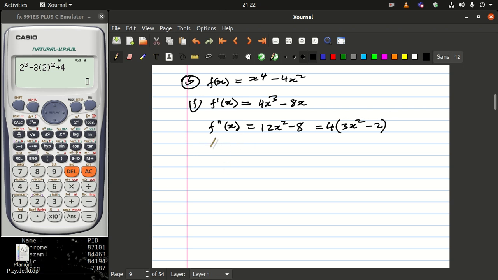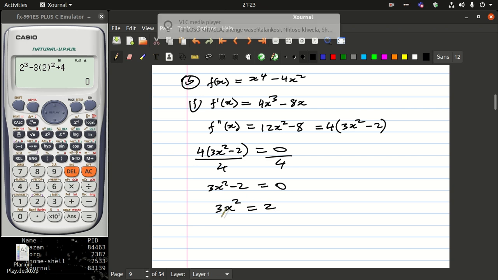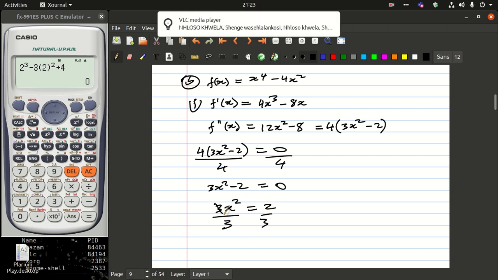The second thing that we wanted to do here, we want to set the second derivative equal to 0. So we'll have 3x squared minus 2 equal to 0, after dividing by 4 on both sides, because 0 divided by 4 is 0. Then I'm going to take this minus 2 to the other side, so it's going to be positive. I'll have 3x squared equal to 2, and then I divide by 3 on both sides. Of course, this 3 and that 3 will cancel out.